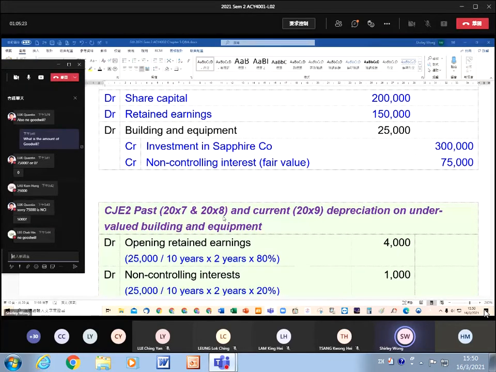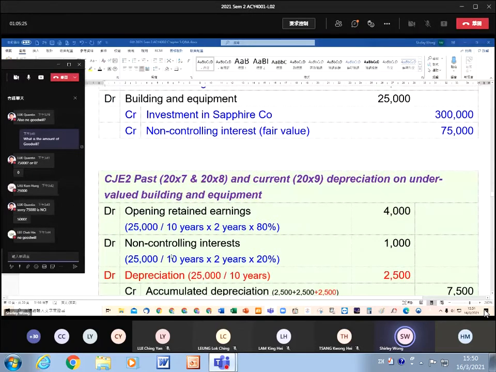For 2007 and 2008, it should be 25,000 divided by 10 years times 2 years. And this is allocated to the holding company as well as the NCI. For the current year, we will debit depreciation, 25,000 divided by 10 years. Remember, for 2008 and 2007, we also need to debit depreciation.